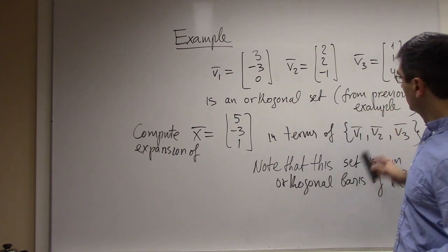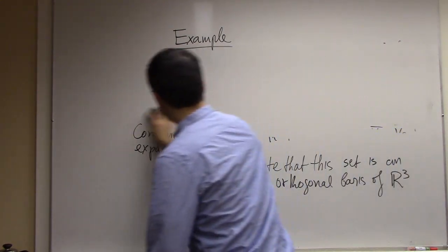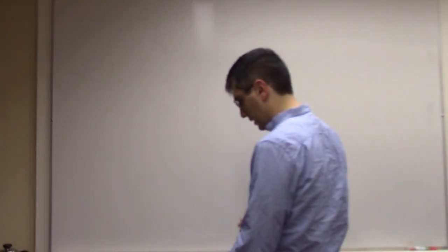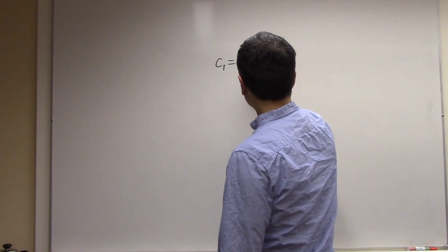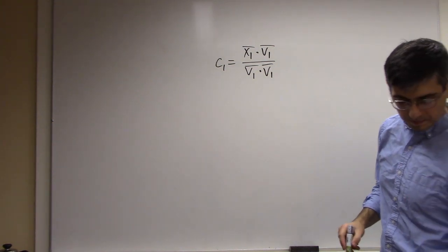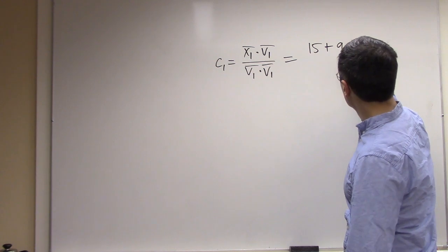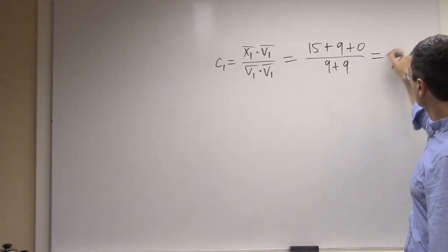All right. Well, I erased my vectors, but we know what we need to compute. We have to compute the dot product of this x. So C1 is computed as x dot v1 over v1 dot v1, right? If I do this, I will get 15 plus 9 plus 0 divided by 9 plus 9, this is 4 over 3.